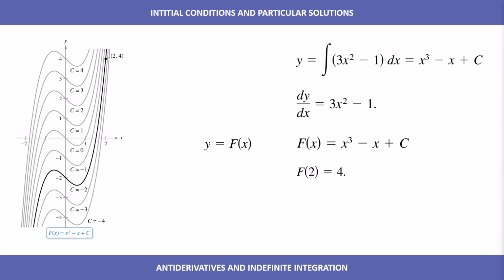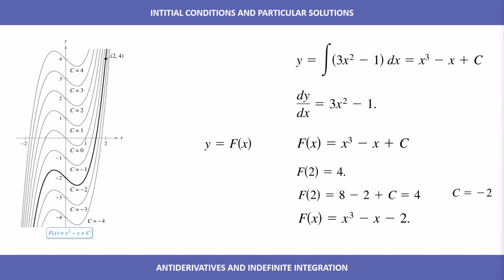By using the initial condition in the general solution, you can determine that F of 2 equals 8 minus 2 plus c equals 4, which implies that c is equal to minus 2. So you obtain F of x equals x cubed minus x minus 2. This is our particular solution.